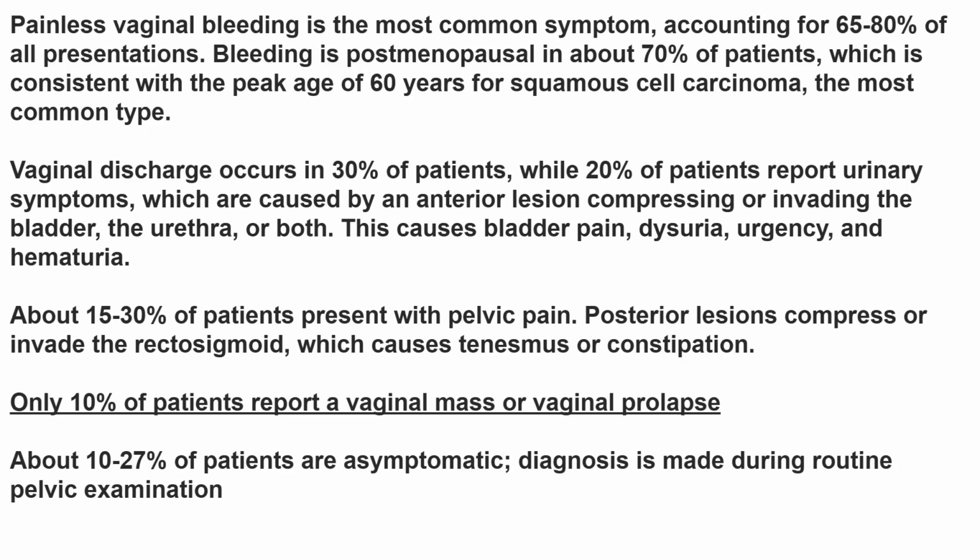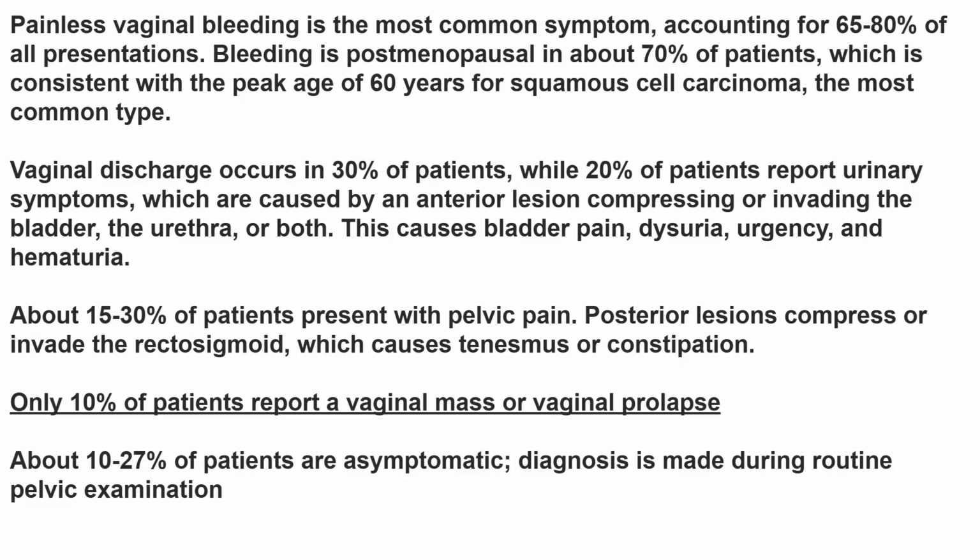The most common clinical symptom is painless vaginal bleeding, which accounts for about 65 to 80% of all presentations. Bleeding in postmenopausal women is about 70% of patients, usually seen at the peak age of 60 years, and it is common in squamous cell carcinoma. Vaginal discharge, usually foul smelling, occurs in 30% of patients, while 20% report urinary symptoms like burning sensation or dysuria, pain in the bladder, urgency, hematuria, etc.